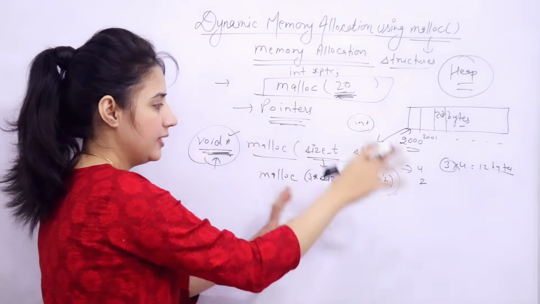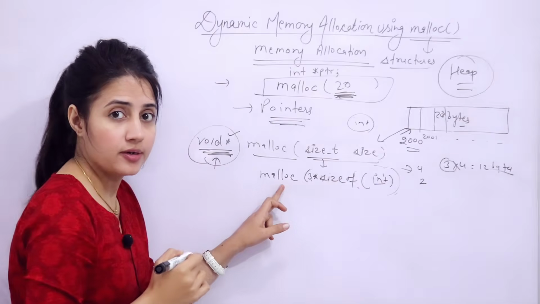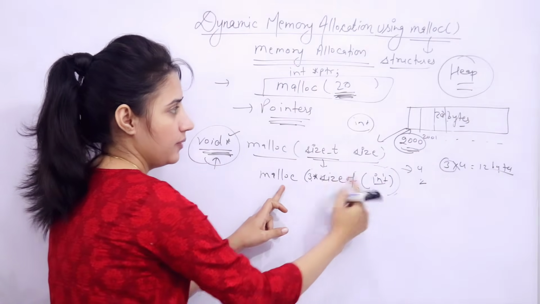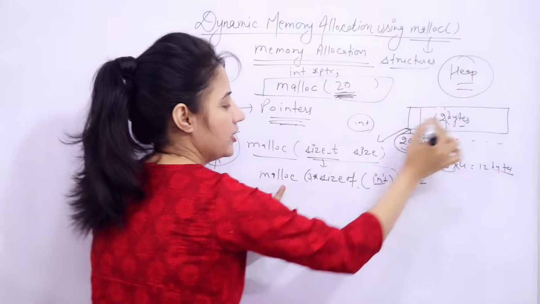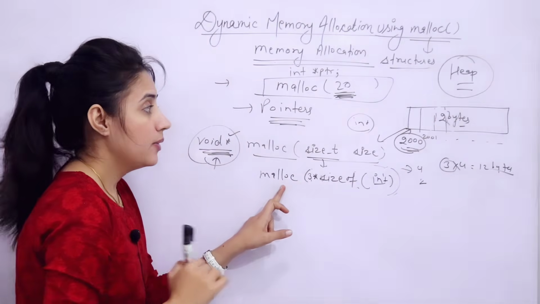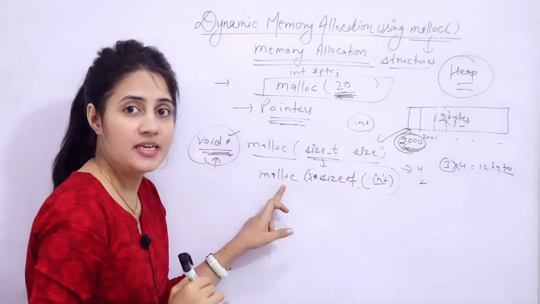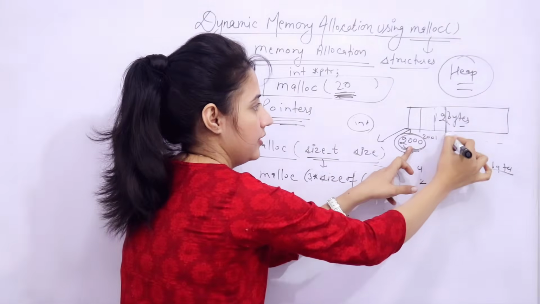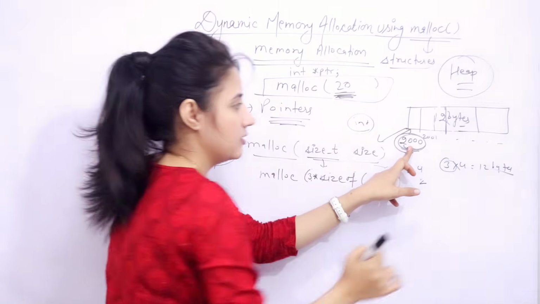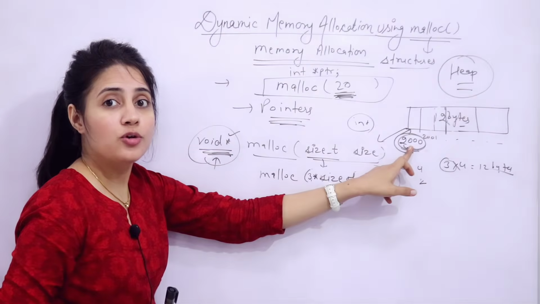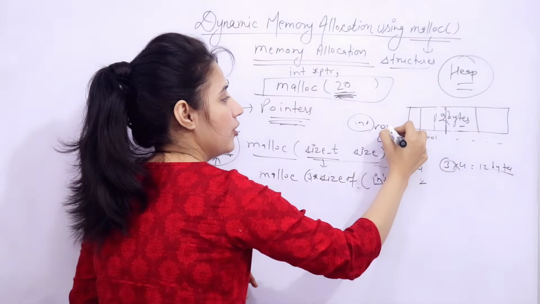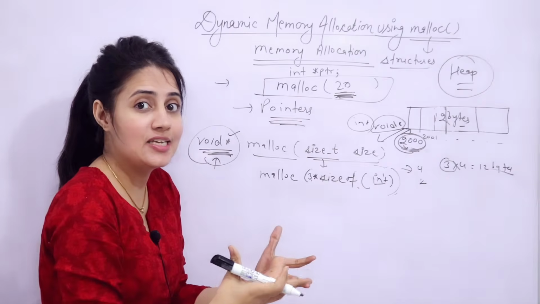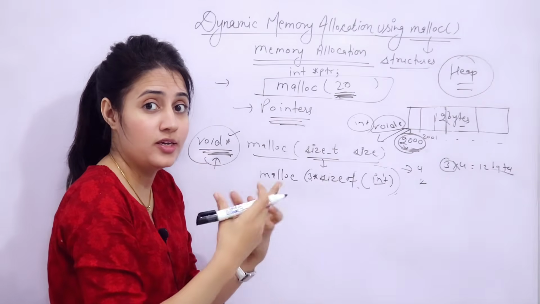Now one more point is how to typecast. Suppose I want to store integer values, and malloc returns a void pointer, right? 3 into sizeof int means it will reserve 12 bytes of space, and it is going to return the base address. Suppose the base address is 2000 for the first integer, then we store the second integer, then the third, but malloc returns this as a void pointer.